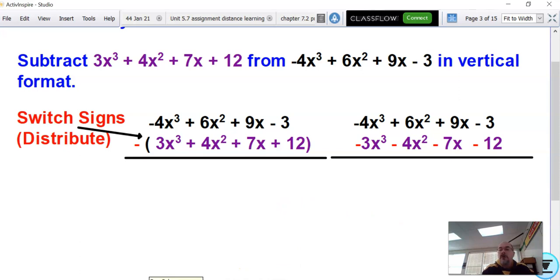So what do we have here? We have negative 7x cubed. Here we have plus 2x squared. Here we have plus 2x. And then here we have minus 15.